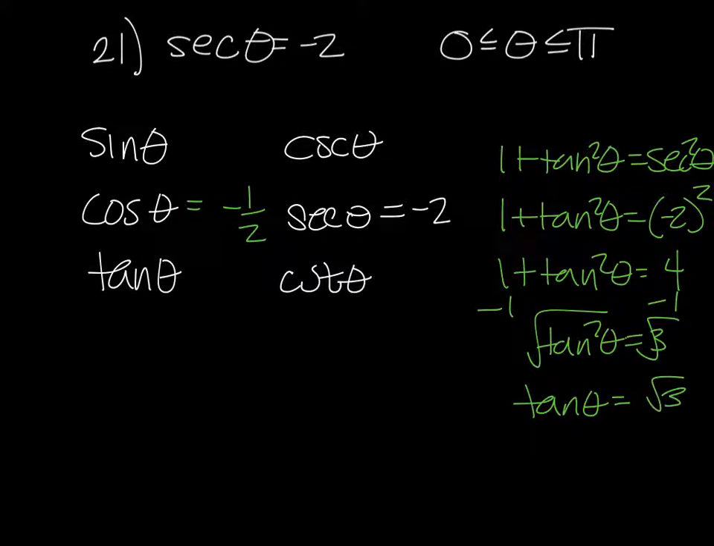minus. Now they told us from this information here that we're either in the first or the second quadrant, right? Secant is negative, which means cosine is negative, which means we're in the second quadrant. So if we're in the second quadrant, tangent then is negative. So we will put a negative square root of 3.